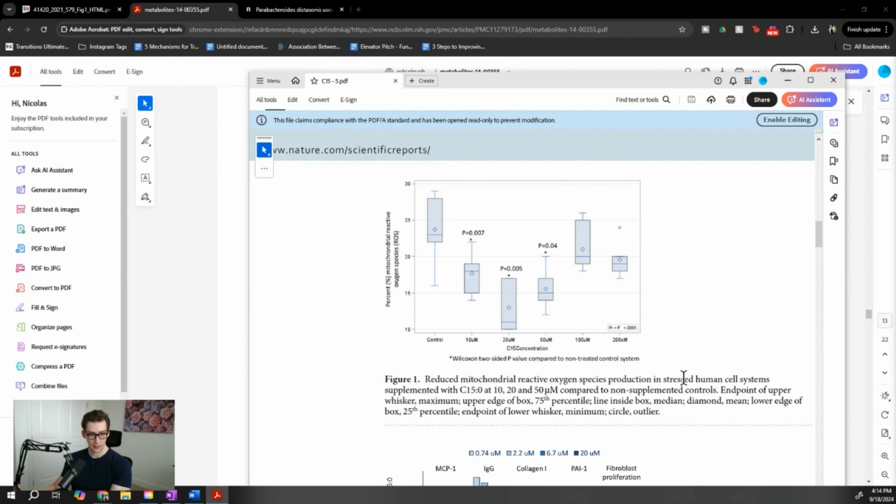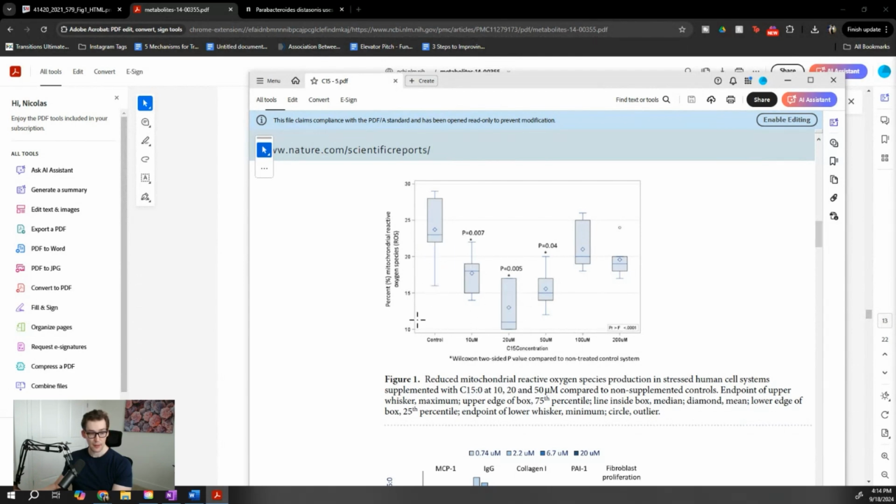That's perfectly understandable. And they're actually comparing the C15 addition to non-treated controls, which is a subpar way of going about these kinds of experiments. Typically, you would want to use what's known as a vehicle control, not a non-treated control. And in addition, although it is true that the reactive oxygen species generation was lower at 20 micromolar of C15, which is exactly what they say in the review, the overall change is really not that great.